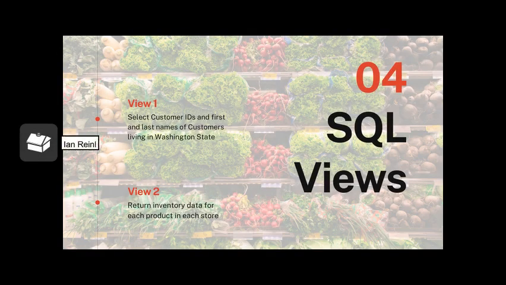Once our database was implemented, we created two views that can help database users with day-to-day projects. The first view returns basic information about users living in Washington state. The second view gives employees in charge of store inventory the information they need to track product supply in each grocery store location.